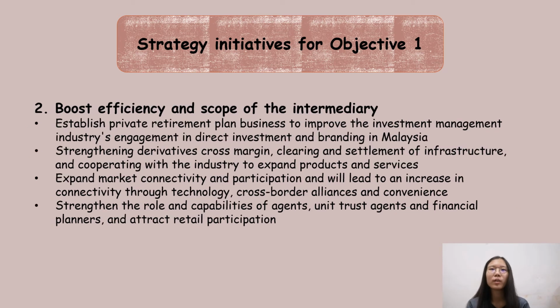Second, boost efficiency and scope of the intermediary. Establish a private retirement plan business to improve the investment management industry engagement, indirect investment and branding in leisure. Strengthening derivative cross-margin, clearing and settlement infrastructure, and cooperating with the industry to expand products and services. Expand market connectivity and participation, which will lead to an increase in connectivity through technology, cross-product alliances and convenience. Strengthen the role and capability of agents, unit trust agents, and financial planners and attract rental participation.